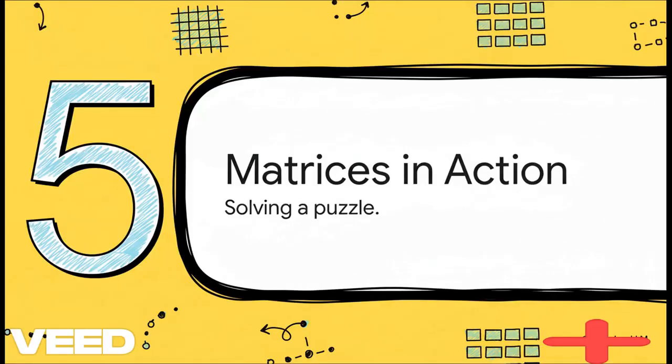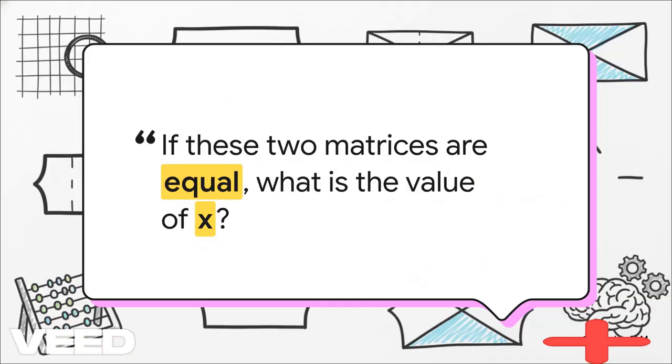All right, theory is great, but what's the actual point? Let's see how all this stuff works in the real world by using what we just learned to solve a simple logic puzzle. So here's the problem. We're told that these two matrices are equal. Our job is to figure out the value of x. Now, it might look like some weird algebra problem, but it's not. It's really a matrix rule problem.